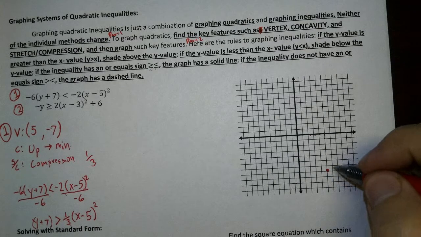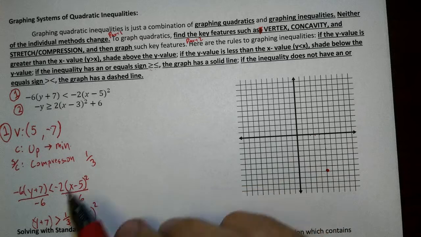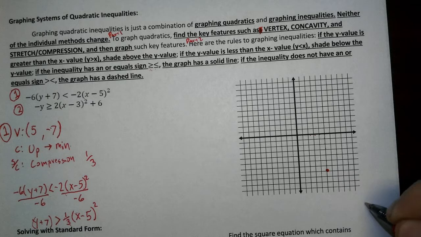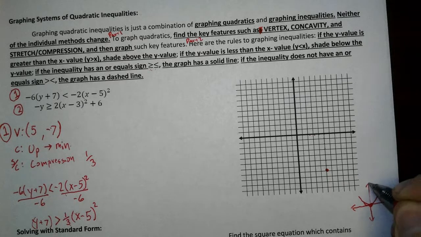Okay, so I know it's going to be opening upwards, but it's going to be doing so at a rate of 1/3 the normal quadratic. Okay, so side note, our normal quadratic goes like this. Right, I'm just drawing a graph of what our typical quadratic y equals x squared looks like.